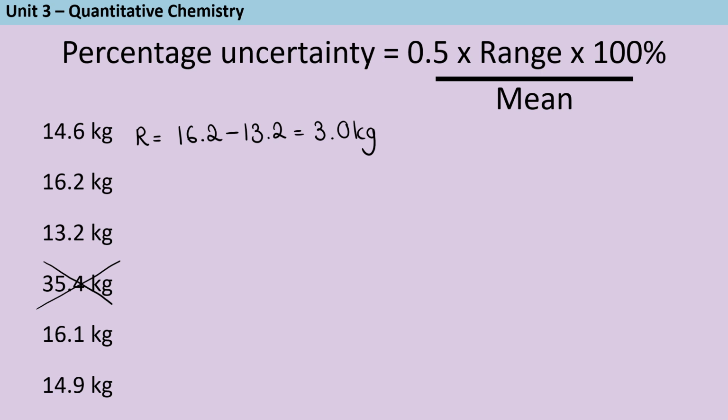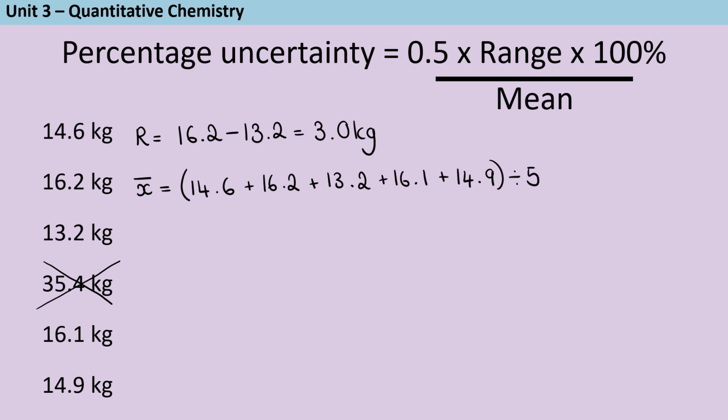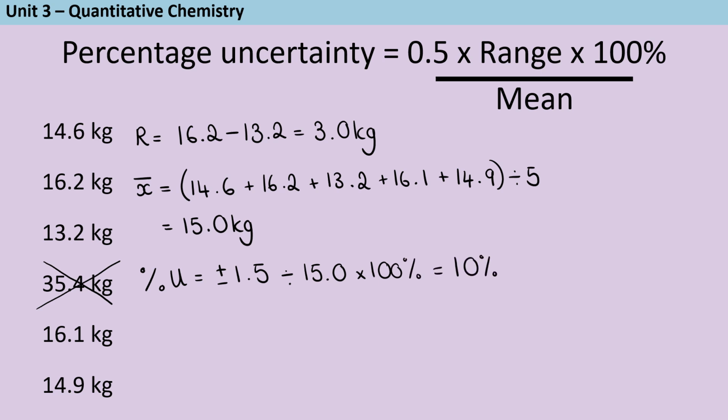Then I work out a mean by adding them all together and then dividing them by 5 because there are 5 pieces of data remaining, and that gives me a mean of 15 kilograms. Then, to work out the percentage uncertainty, I do half the range divided by the mean times by 100 to give me an answer of 10%.